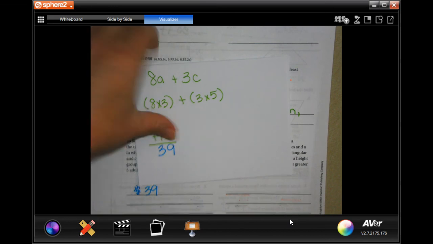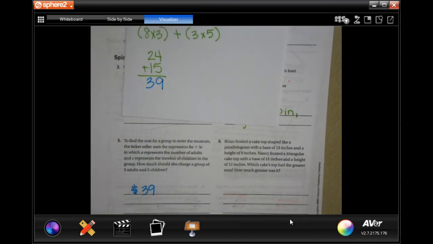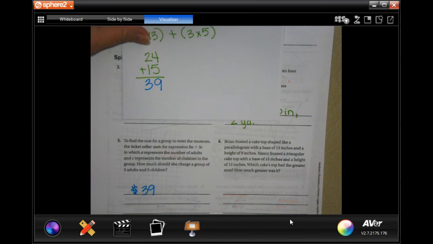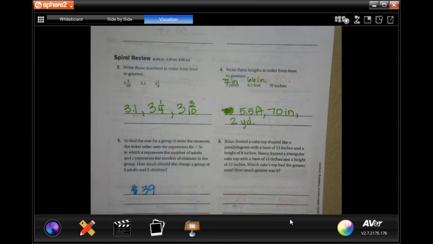Make sure that you guys stop to write down your work and your answer. And make sure you have a dollar sign in front of your answer. That's your label.